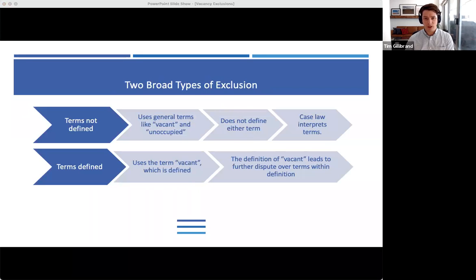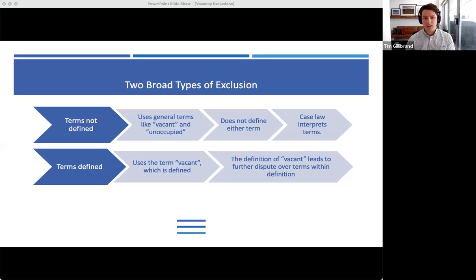I've alluded to this already, but generally speaking, there are two broad types of vacancy exclusion. First, some policies have just a broad exclusion clause stating that there'll be no coverage where the property is vacant or unoccupied. I'll call these the broader exclusion. With these broader types, terms like vacant and unoccupied are often just not defined at all in the policy. And this leads to a lot of case law on what those specific terms mean.